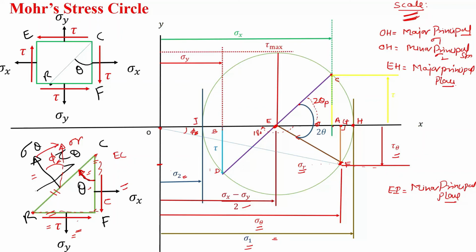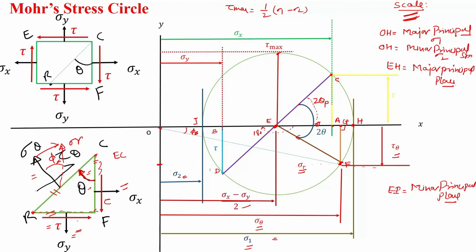Now we can find out the value of the maximum shear stress, tau max, which is equal to 1 by 2 times (sigma 1 minus sigma 2), as we studied in the lecture. So this is the value of tau max. We can measure tau max from here. This is the value of tau max at this point.